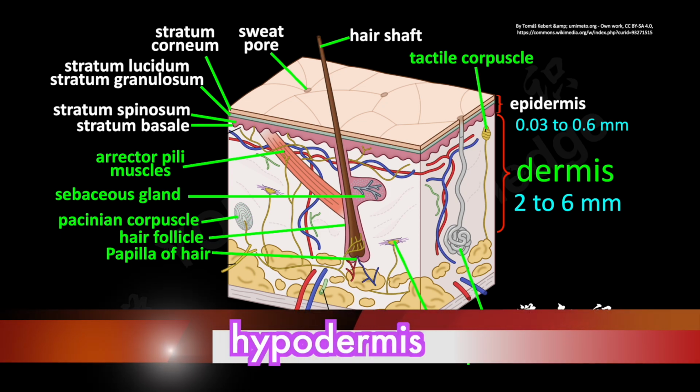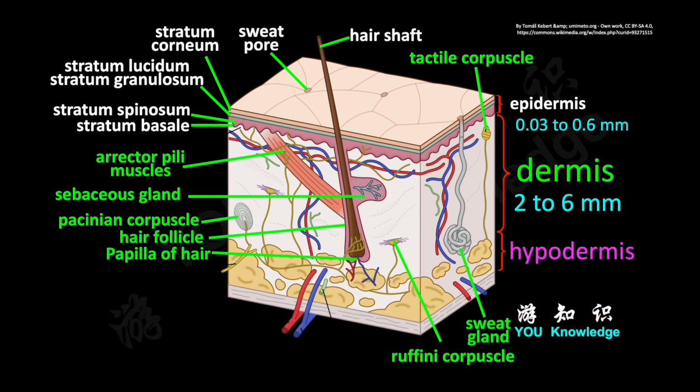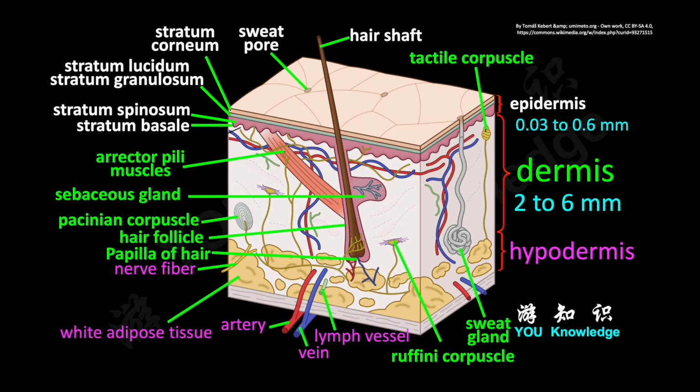The bottom layer is the hypodermis. The hypodermis is a loose connective tissue containing blood vessels, nerve fibers, and lymph vessels. The hypodermis also contains a lot of white adipose tissue for energy storage.